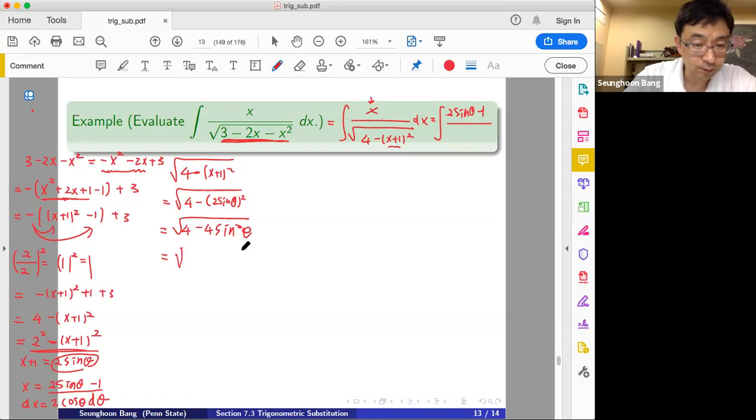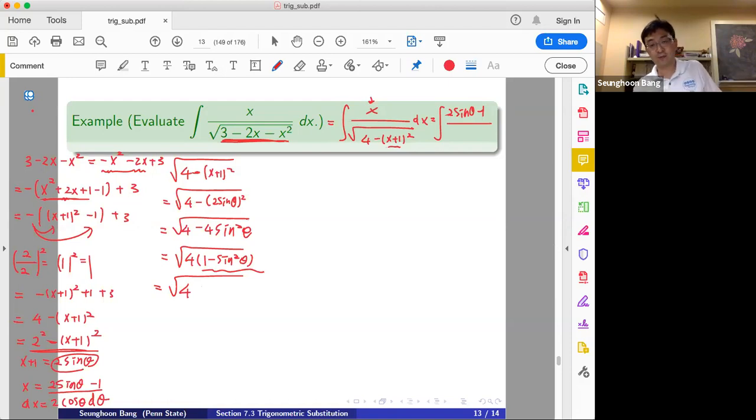The factor of 4, 1 minus sine squared, the square root of 4 times. Do you know what is the identity of 1 minus sine squared? Could you write your answer on the chat board? What is the identity of 1 minus sine squared? Oh yeah, okay. It's good. Good, thanks. Cosine squared, you're right. Simplify: root 4 is 2. Root cosine squared is only cosine theta. Like this.